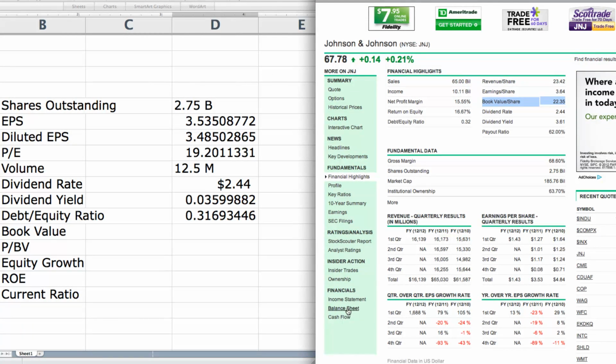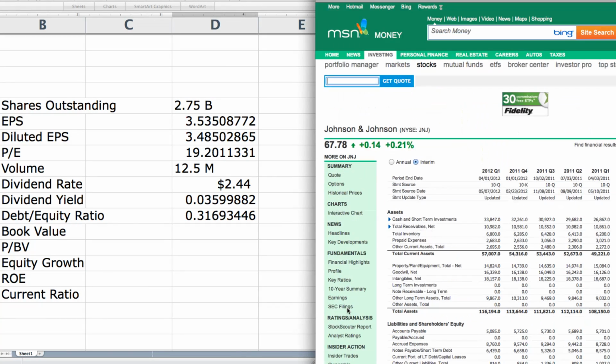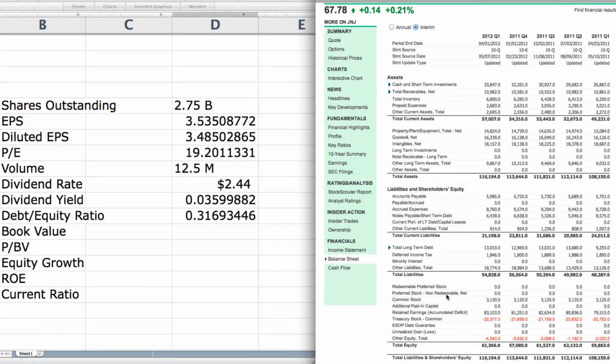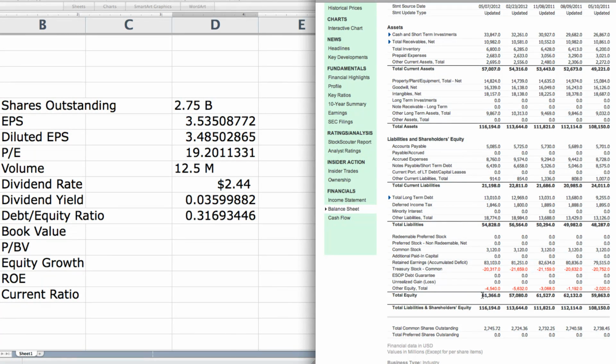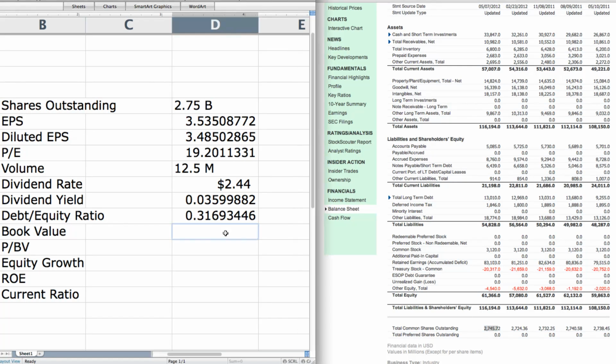So you go to your balance sheet, you go ahead and click there, and when you come down to the bottom, you can see that you have this total equity of 61 billion, and you have 2.7 billion shares. All you're going to do is just divide the equity by the shares outstanding. So let's go ahead and do that.